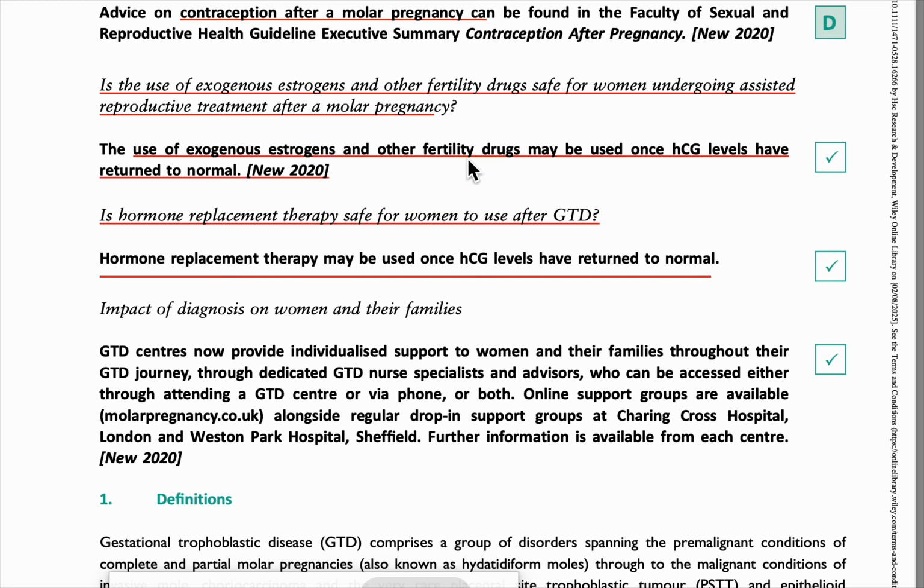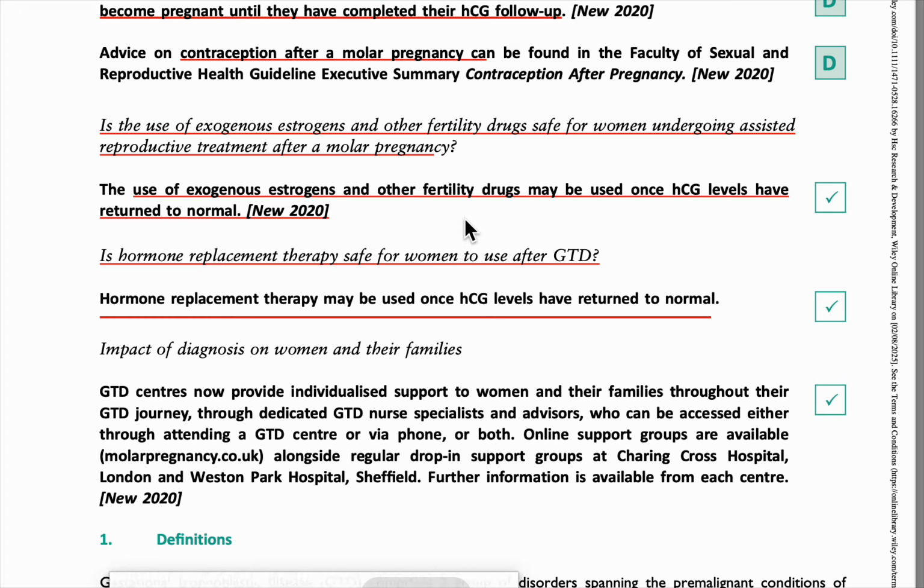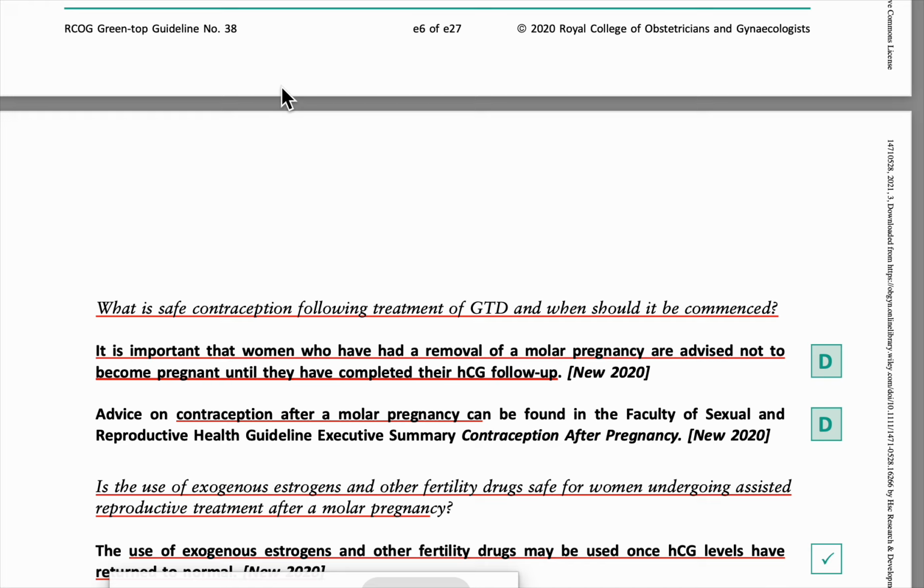She can receive it after the levels become normal. Until the levels are normal, she has to use a condom, or she can have progesterone-only pills. Another question is whether she can receive HRT. HRT can be used in the same way, when the hCG level becomes normal. That's the only thing, and Alhamdulillah, we finished molar pregnancy today.